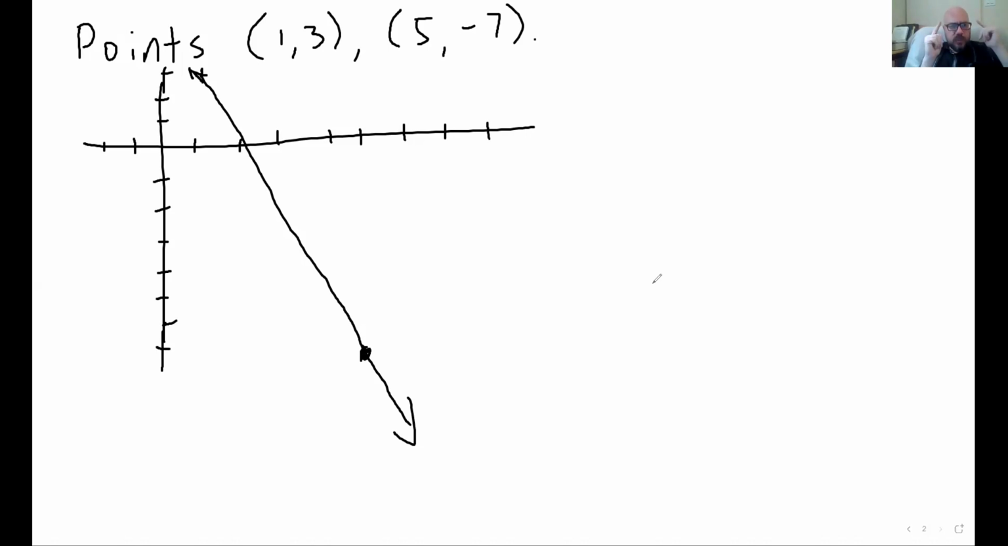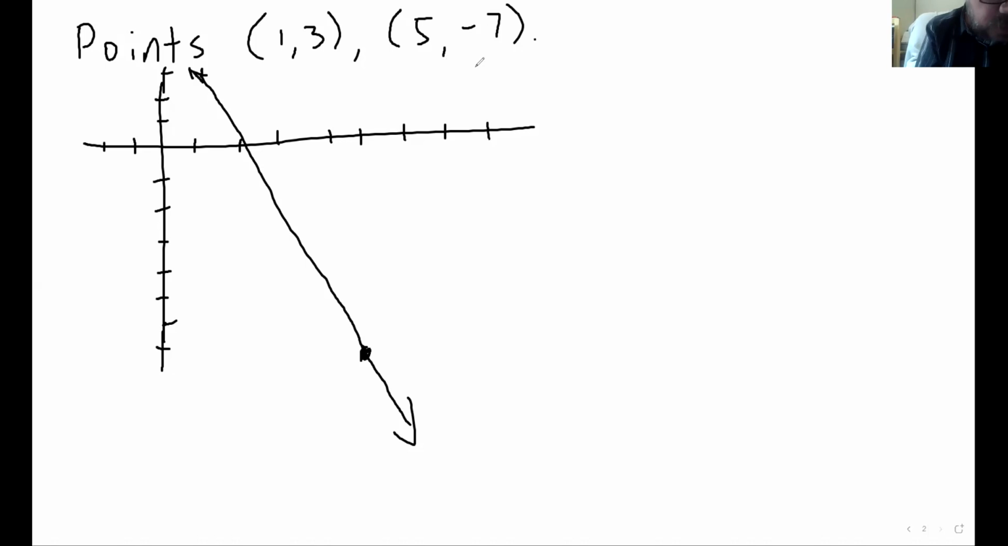Now, to do that, what we need to do is figure out any point on the line, of which we already have two. Either one of these will work fine as our point on the line. So we're all set on points. The thing we need is a slope, and we can figure out the slope from the points.